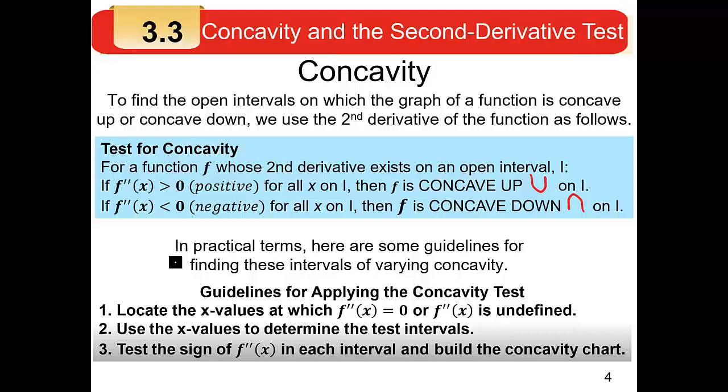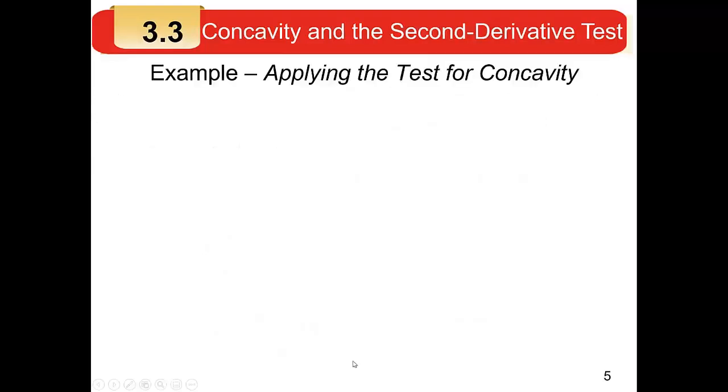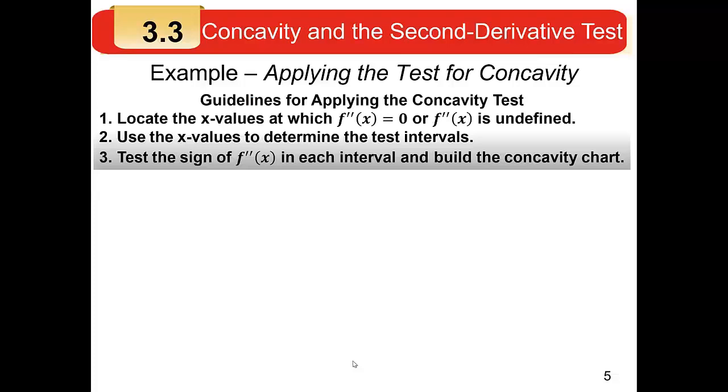Now you're doing it with the second derivative, and you're building something I will call a concavity chart. Let's look at a simple example which shows us how this test for concavity works in practice. Suppose I start off with the guidelines that we just talked about, locating the x values where the second derivative is 0 or undefined, using those x values to find our test intervals, and then testing those signs in those test intervals to build a concavity chart.